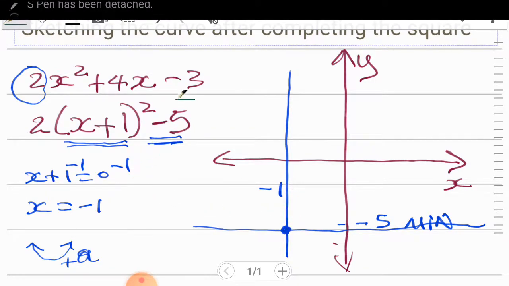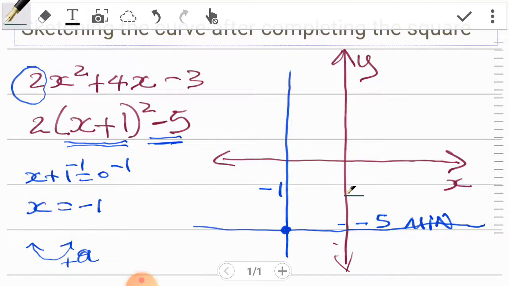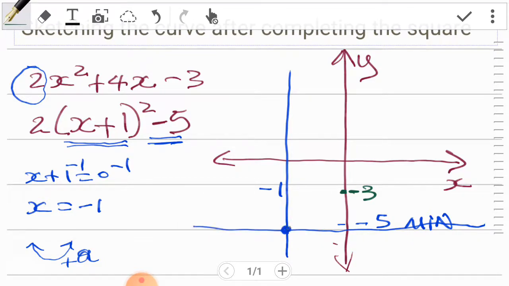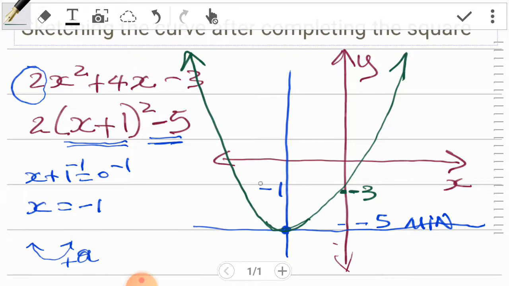But at the same time, let's put on our y-axis intercept. The intercept on the y-axis is negative 3. This is our y-intercept. So the curve is going to come from up here, come down here, go through negative 5 and go back up. So basically, it's a rough sketch. This is the type of curve we have, because it's going to be a smiley curve. It's going to pass through negative 3 and go up like that. And on the other side, it's going to go up like that.